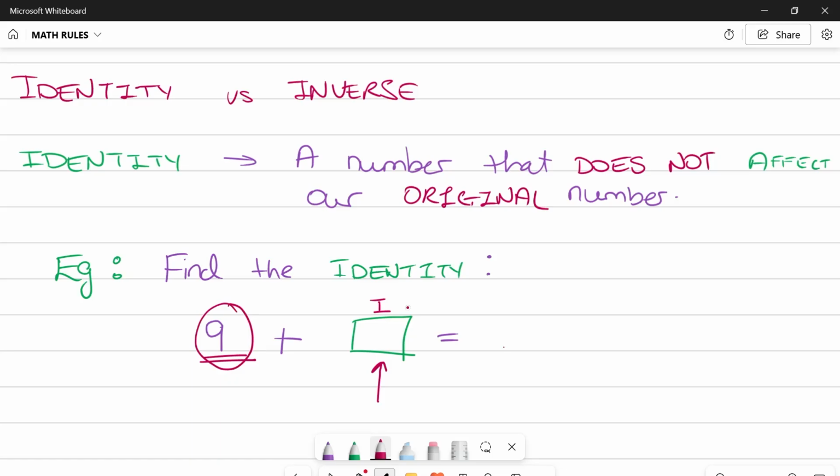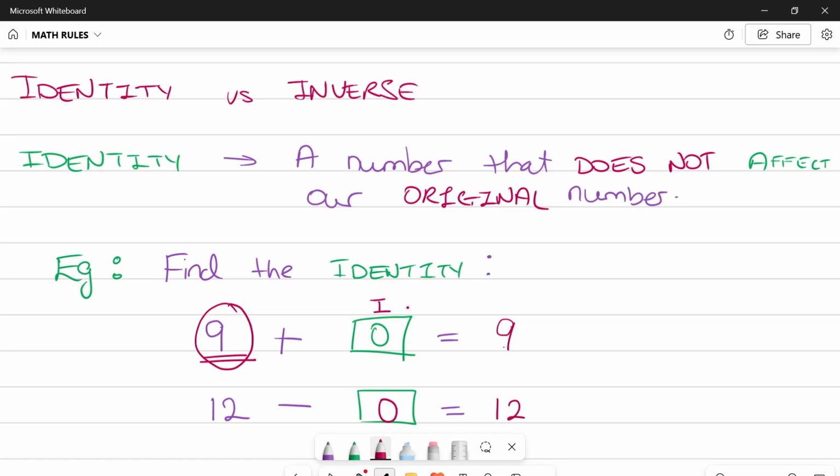9 plus the identity should give us back 9. The identity should not affect the original number. So 9 plus what gives us 9? 9 plus 0 gives us 9. The identity of any number when doing addition or subtraction is always 0. 12 minus 0 gives us back the original number, 12.